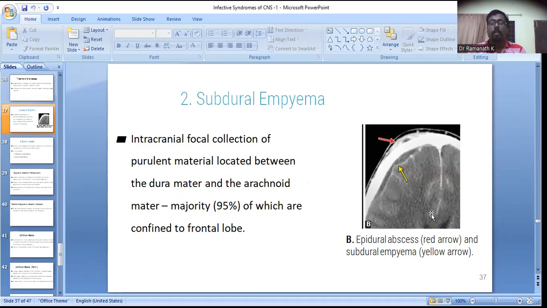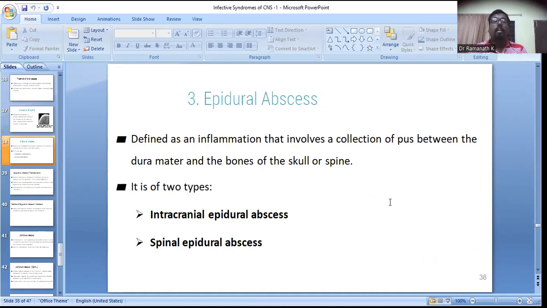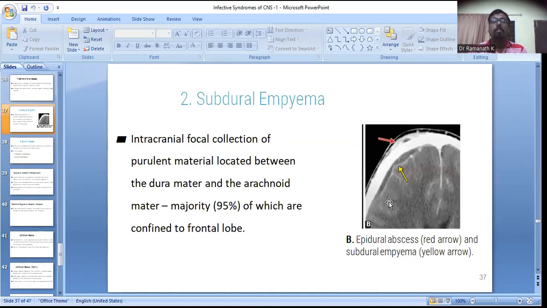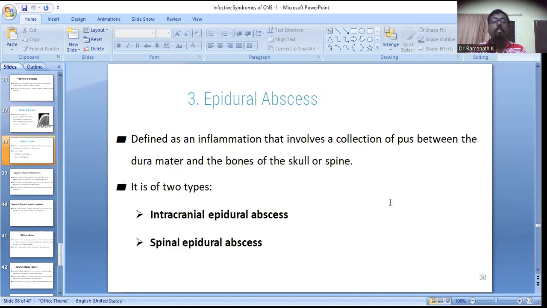The next is subdural empyema, which is an intracranial focal collection of purulent material. In 90% of the cases it is in the frontal lobe. You can see the diagram here. Then epidural abscess formation, that is intracranial and spinal epidural abscess.